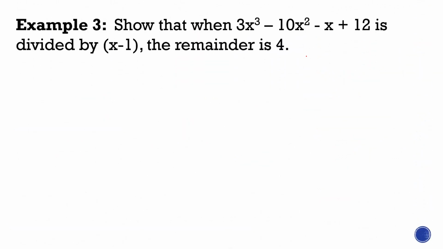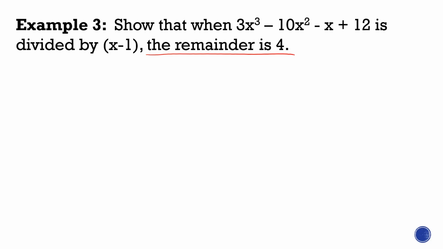Okay, number 3. Show that when 3x cubed minus 10x squared minus x plus 12 is divided by x minus 1, the remainder is 4. So it's like a different question, right? But what we will be doing is the same as what we did in the first example and the second example. But here, the answer should be 4. There should be an answer.